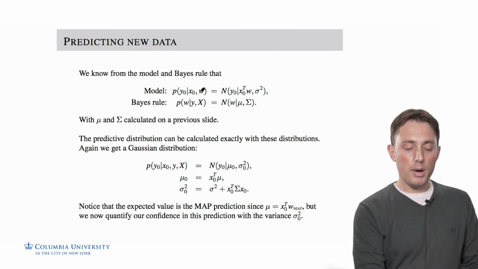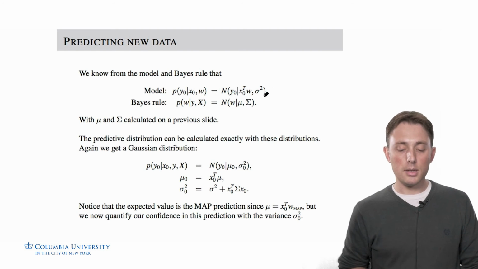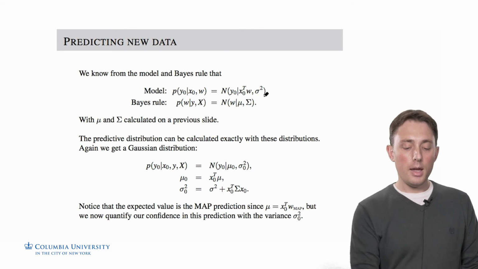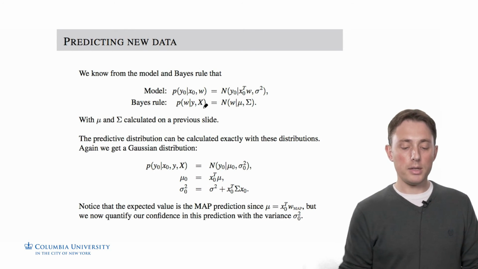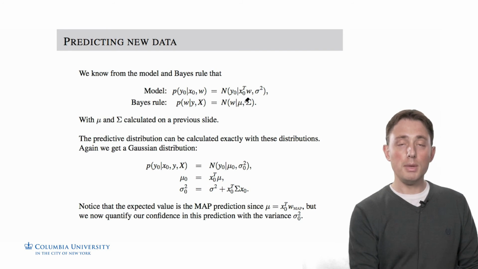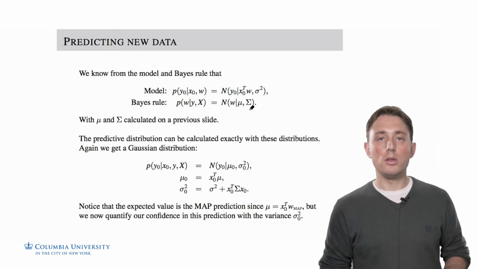Okay, so let's look at predicting new data for the linear regression model. So again, we have the model of the new data given the model variable is a Gaussian like this with mean and covariance defined to be this. And by Bayes' rule, we know that the posterior distribution of the regression coefficient vector given y and given x is a multivariate Gaussian with mean mu and covariance sigma, where I've shown how to calculate those on a previous slide.